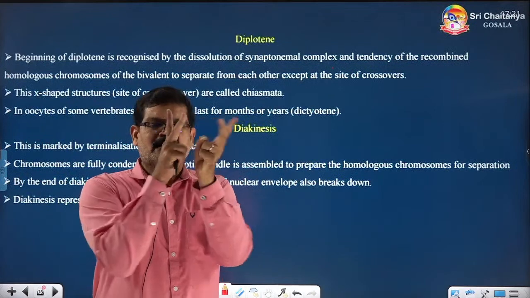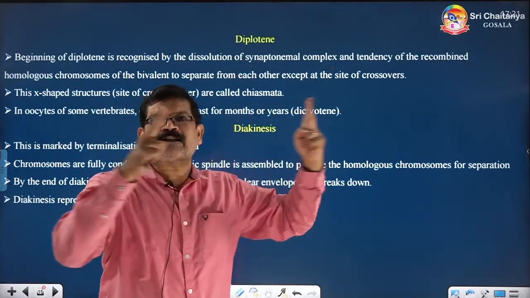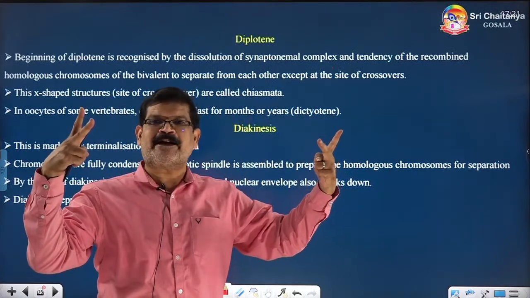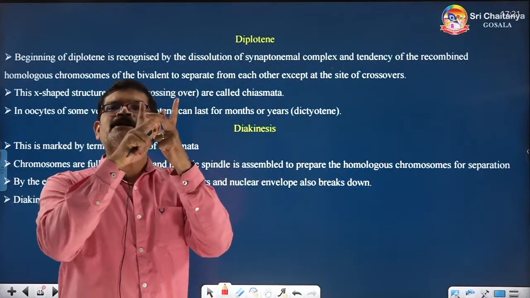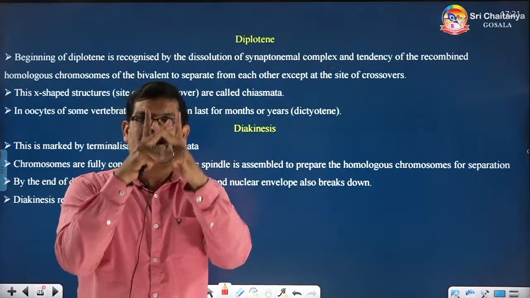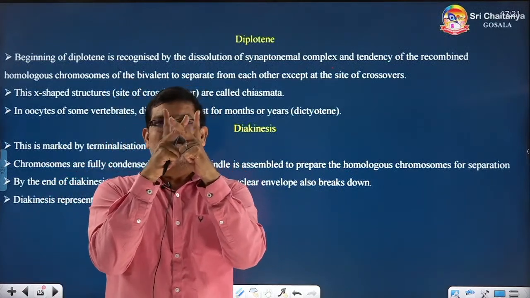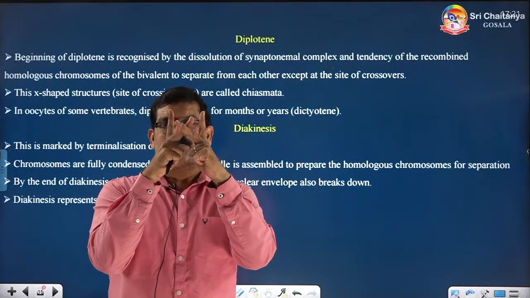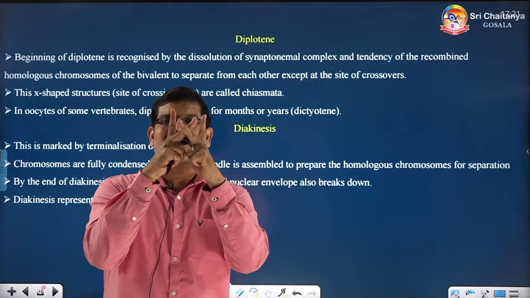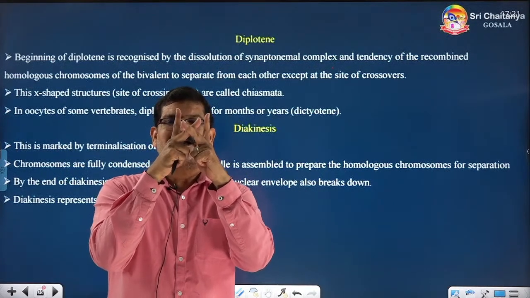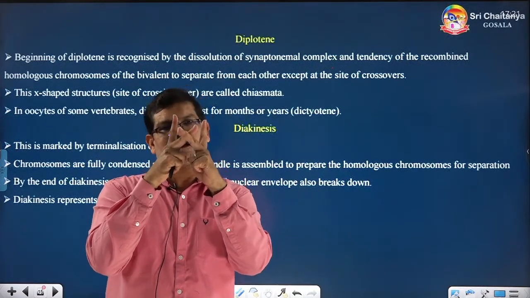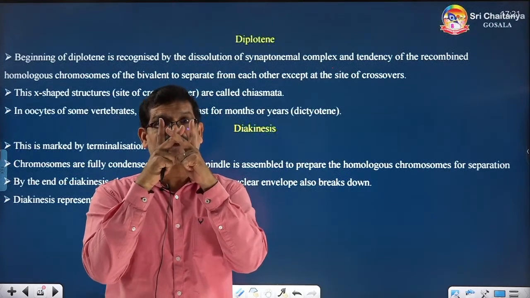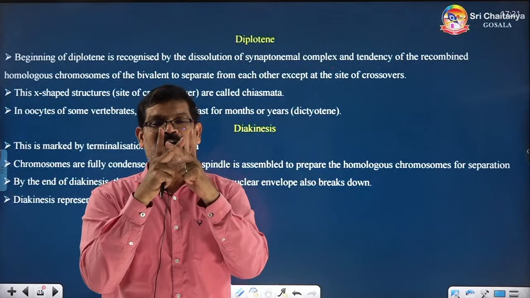Recombination is done. Now this synaptonemal complex separates. When it is separating, all the parts of the chromosome get separated, but at the place of crossing over it will be held like this only. You can see the shape of my 2 fingers, what kind of alphabet it shows. It is an X-shaped structure. This X-shaped structure is called chiasmata. What do you call it? Chiasmata.